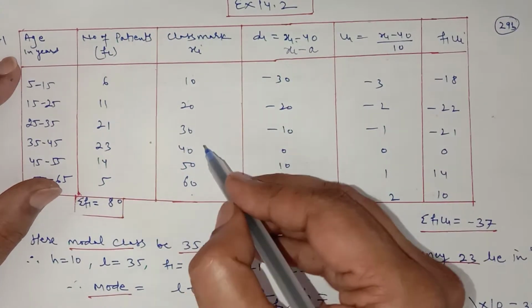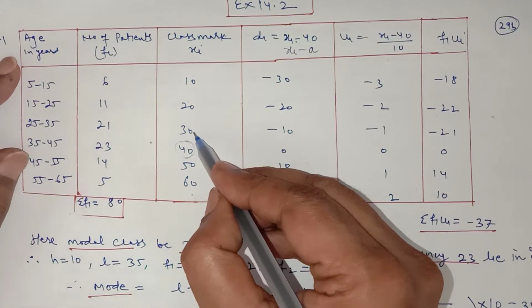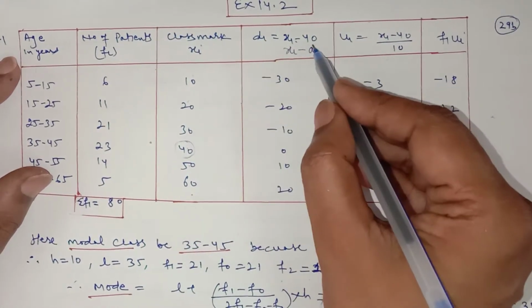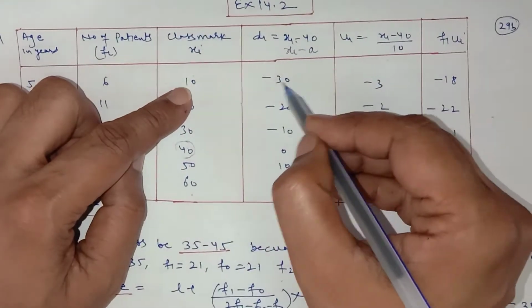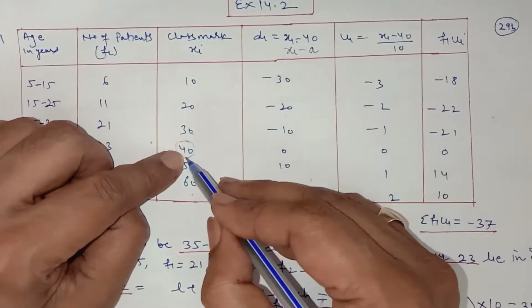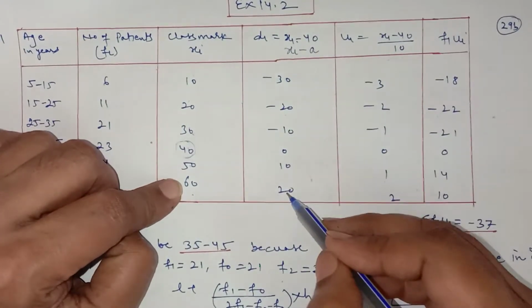There are 6 classes, which means an even number of data, so we have assumed mean here as 40. You can take the assumed mean as 30 as well. So xi minus 40 means 10 minus 40 is minus 30, 20 minus 40 is minus 20, 30 minus 40 is minus 10, 40 minus 40 is 0, 50 minus 40 is 10, 60 minus 40 is 20.